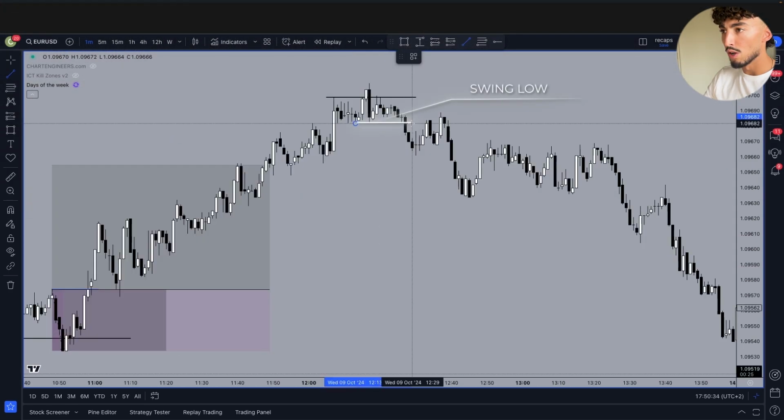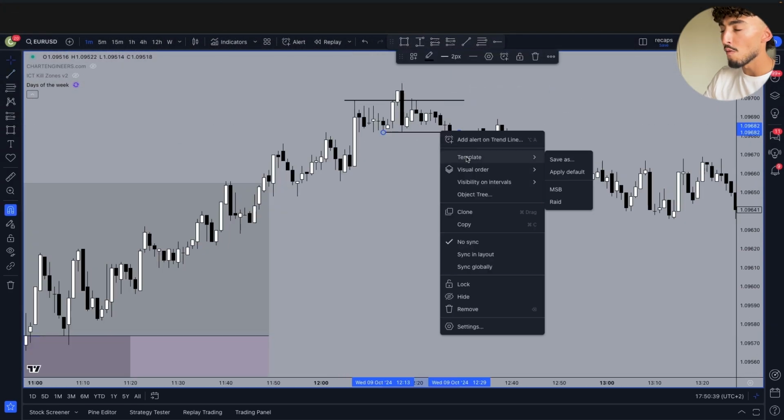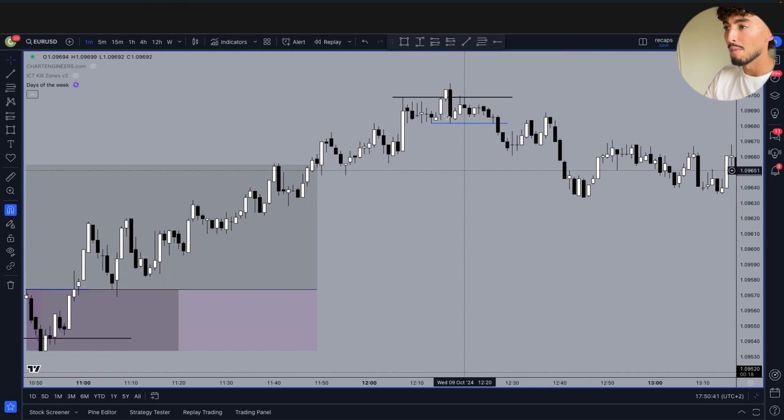This is the last swing low before the sweep, and I always mark out my market structure breaks with a blue line and my sweeps with a black line. This way I keep everything organized on my charts, and it's going to be very clean on your charts too, and I prefer that.